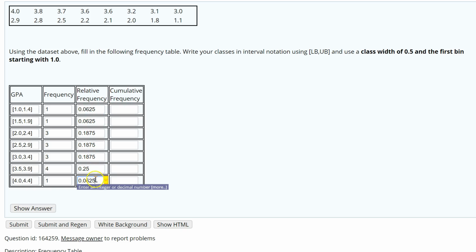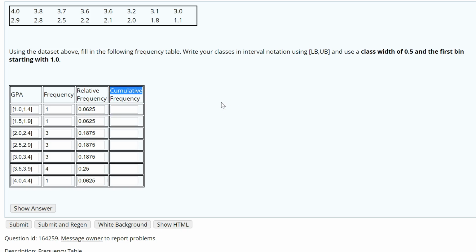Now, one way we can verify that these might be correct is if we add all these relative frequencies up, it should make up 100% of our values. So all of these should add up to 1. And you can verify that on your own. If you add each of these values together, you will see that it does come up to a total of 1, meaning 100%. Next, we have cumulative frequency.